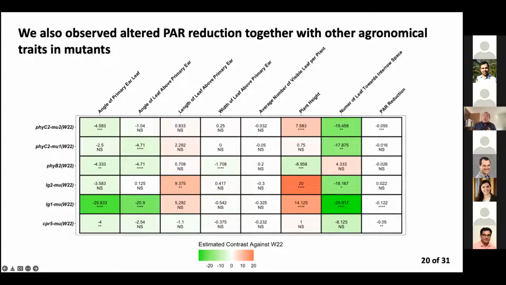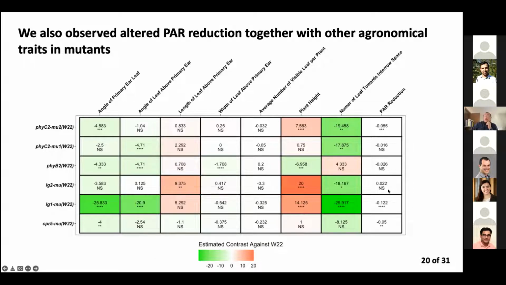So what this implies is that a single gene's contribution to leaf orientation, and the overall contribution to light interception, might be more complicated than we expected, because other agronomic traits might be altered simultaneously. Therefore, we may not simply look at one trait. Leaf orientation might not singly contribute to the general PAR interception.